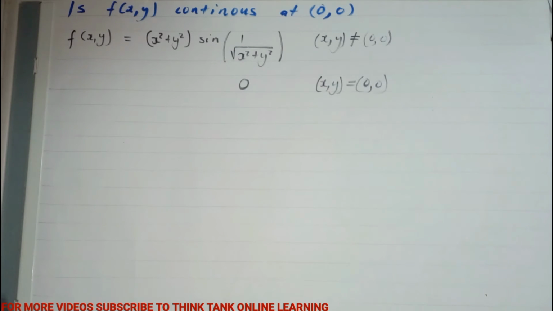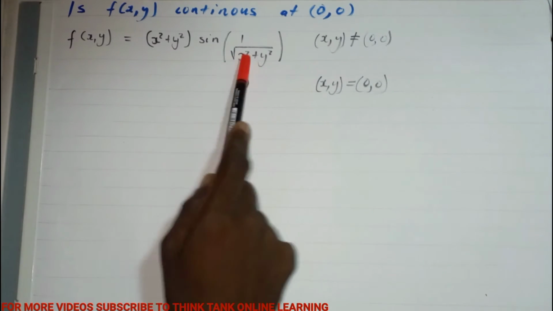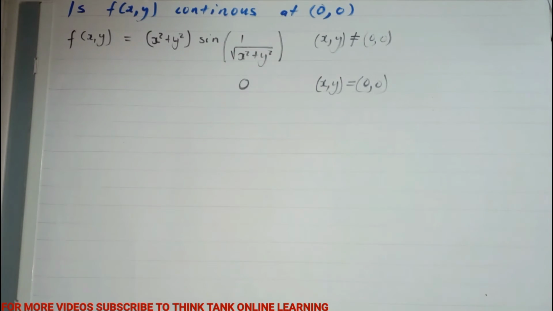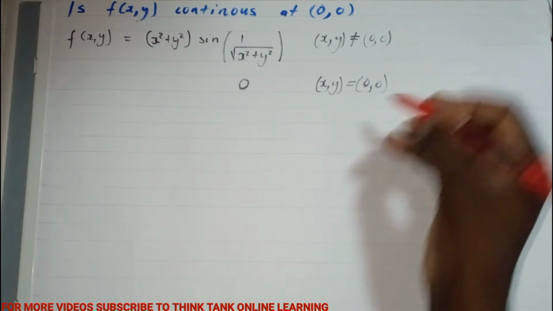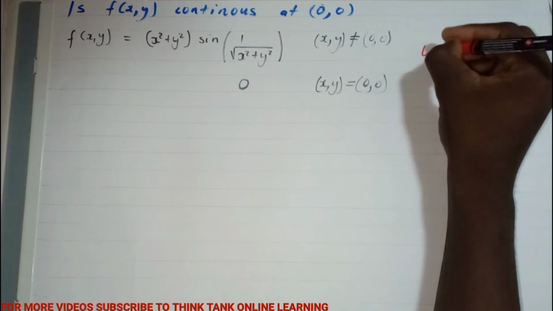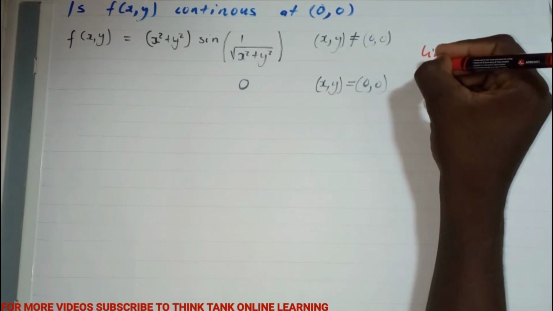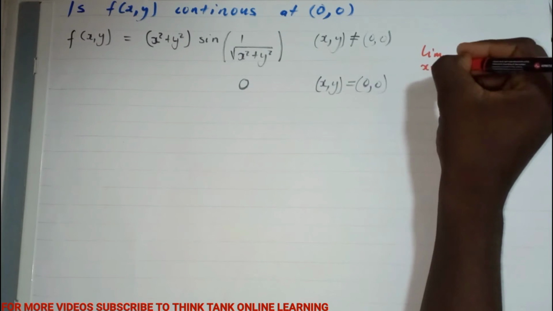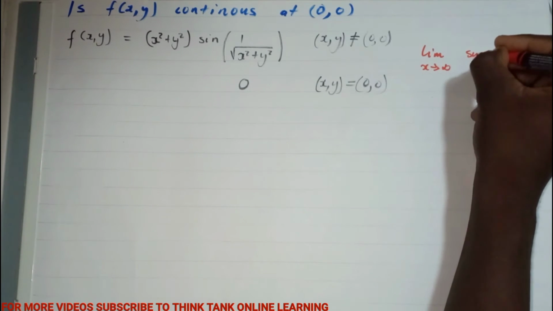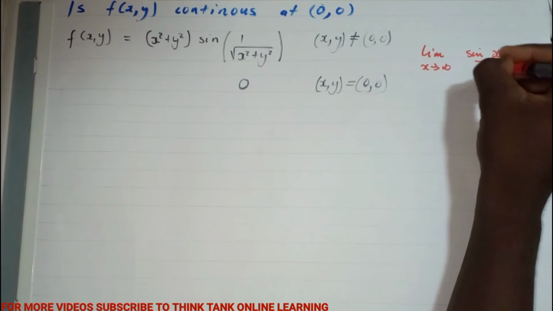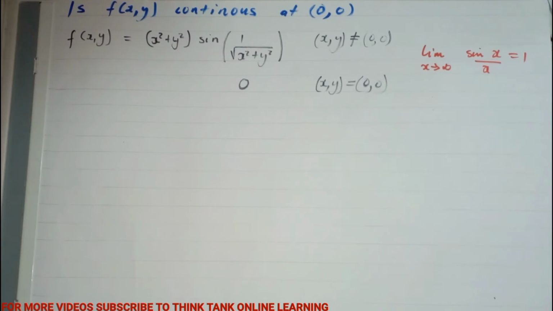Okay, so I have sine. I'm not concerned about what is inside the sine, but I have something I know about the limit of sine x over x. We know that the limit, let's say as x approaches infinite, of sine x over x is equal to 1. So now that means I have a clue.